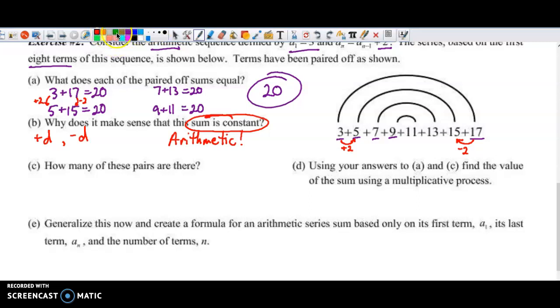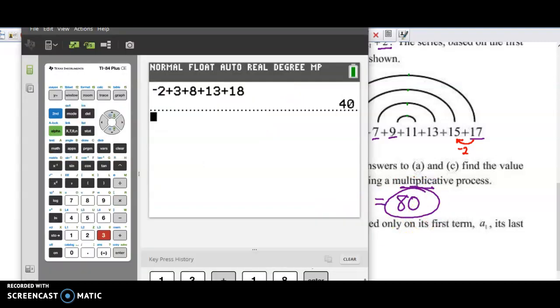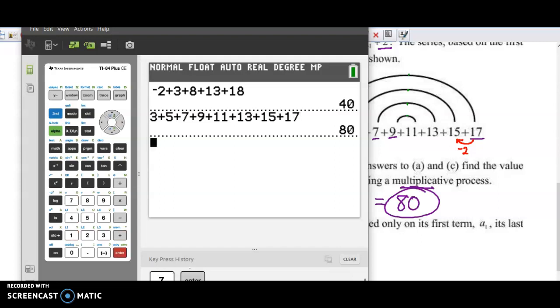Now, as we go through, let me just circle all of them. We had 1, 2, 3, 4 of those pairs. Or you could count the number of rainbows, 1, 2, 3, 4. Either way, there's 4 pairs. So think about the quick way of adding things together then: we could multiply. So if we have the sum is 20 and they happen 4 times, let's multiply and the sum must be 80. If you don't believe me, go to a calculator and type it out. 3 plus 5 plus 7 plus 9 plus 11 plus 13 plus 15 plus 17. Yep, it equals 80.